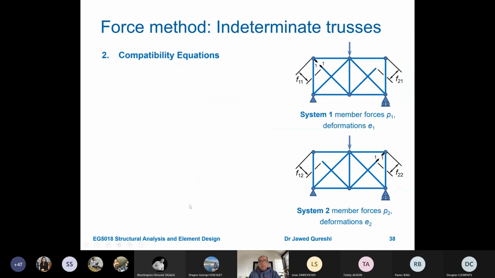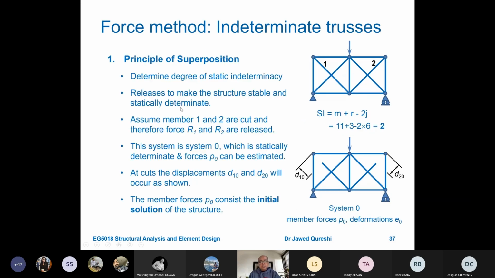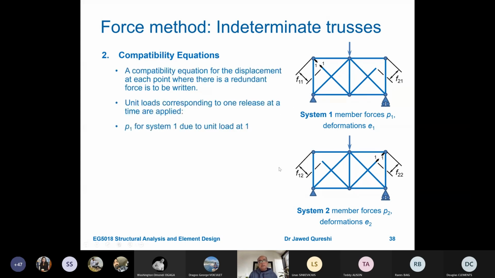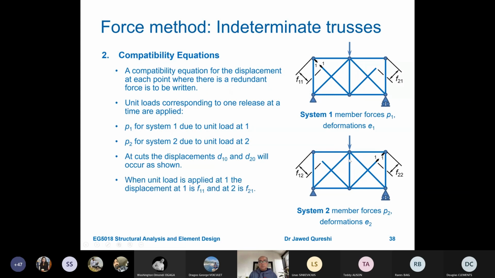And then we will have the compatibility equations. For compatibility equations, we will have system 1 and system 2. We will have 2 virtual systems. In the first one, we will replace the first member with a unit load. And then we will work out these flexibility coefficients. In the second system, we will apply unit load at 2 locations. Then we will work out those flexibility coefficients.